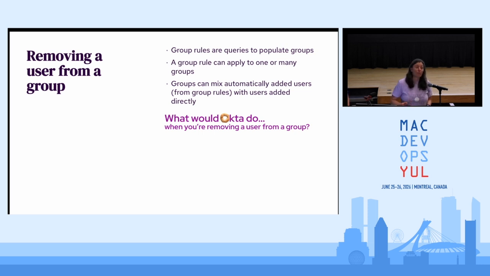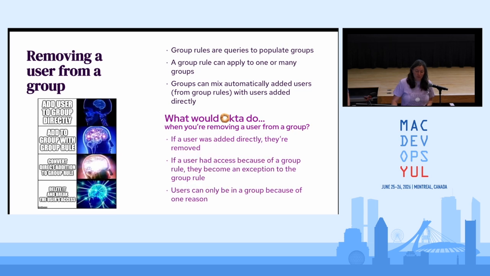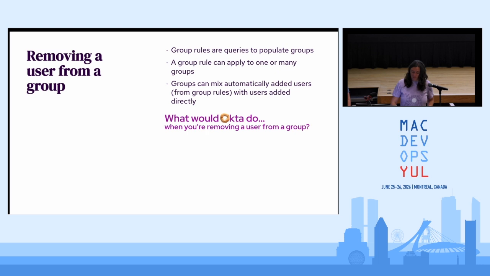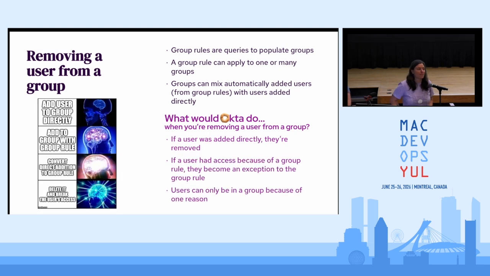That is incorrect. They actually do get removed from the group. They get removed from the group but they get added as an exception to the group rule. And so any other place you use the same group rule, they also get removed from. Yes, that is very unintuitive.